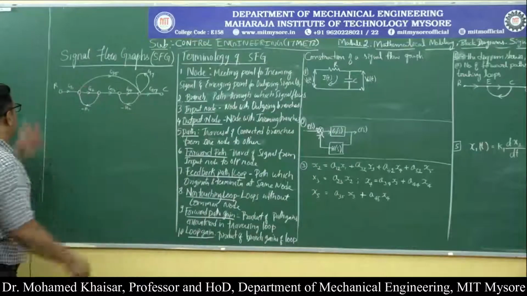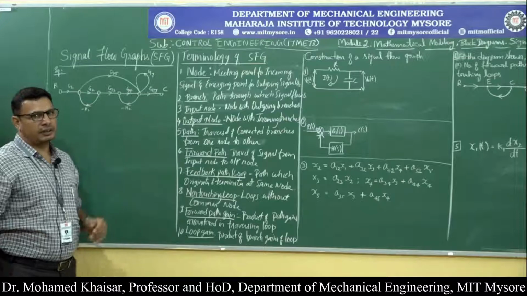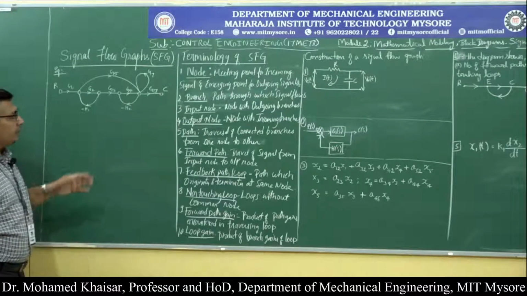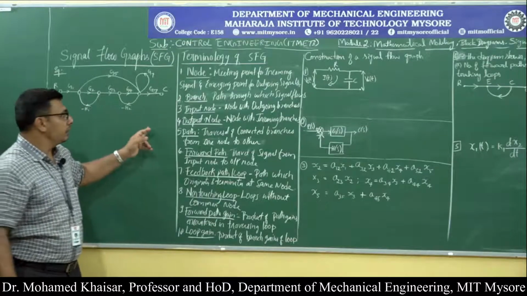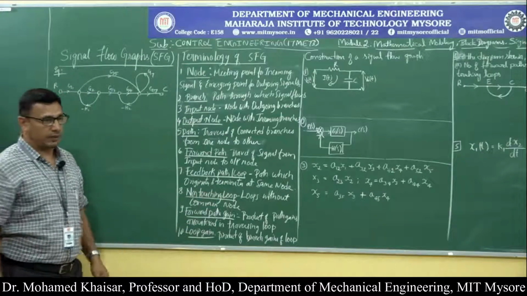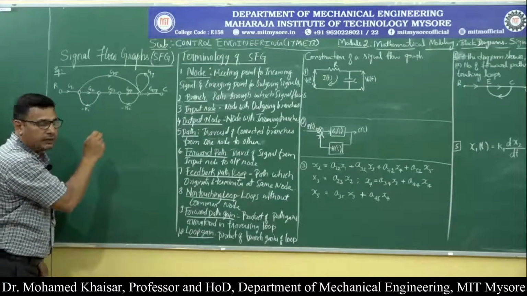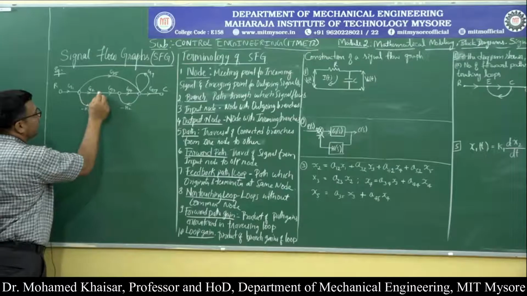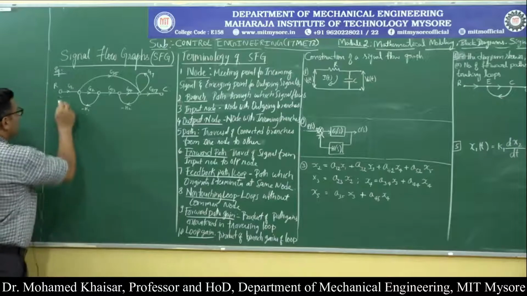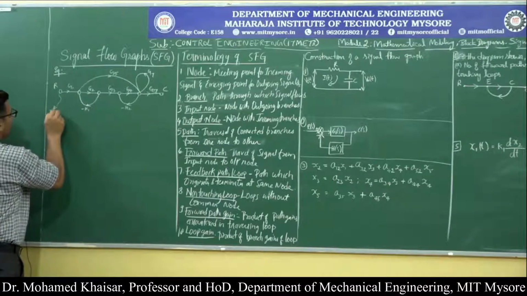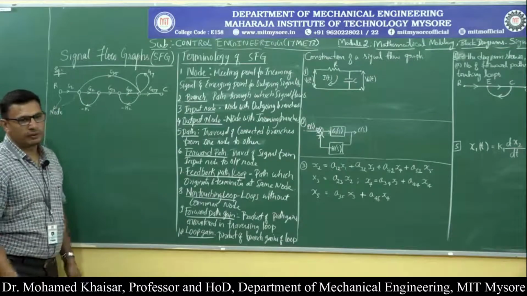So, let me take this as an example. It is just an example written by me. I am taking it to support my explanation, to explain the various terminologies that are used in signal flow graphs. As you can see over here, all these small circles that I have drawn, this one, this one, this one, as well as this one, all of these are called nodes. This is a node, this is a node.